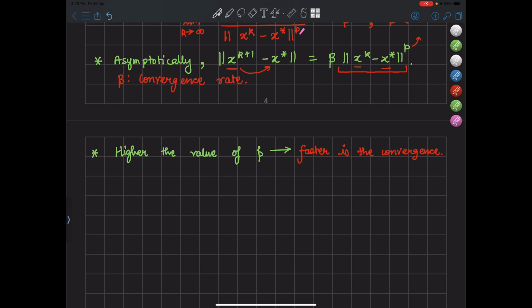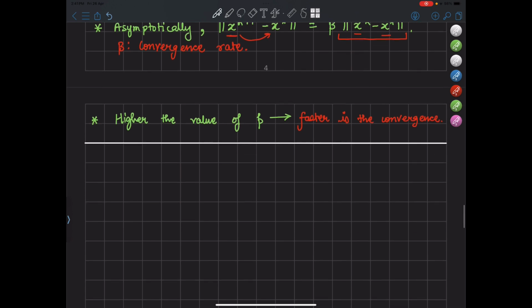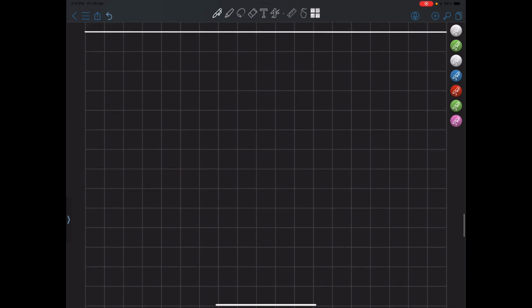Now let us look at some types of convergence, like linear convergence, quadratic convergence, etc. The first of those is linear convergence. So when is something a linear convergence? Where the order is 1 and beta lies between 0 and 1. When this is true for some algorithm, we say the algorithm converges with linear convergence.